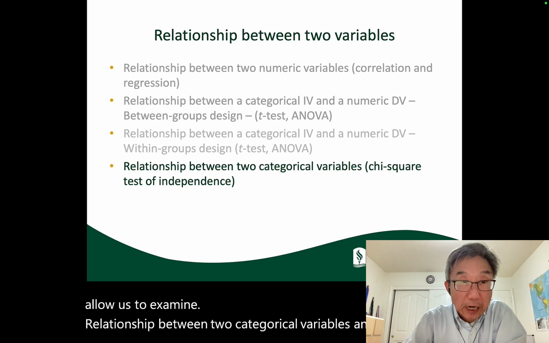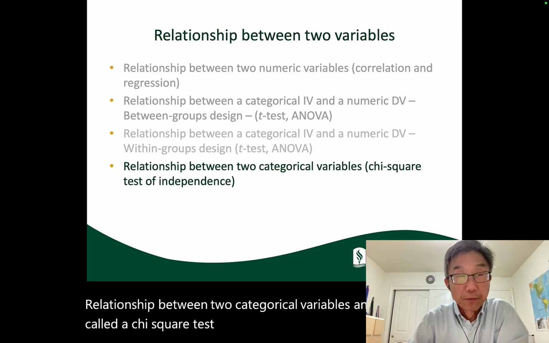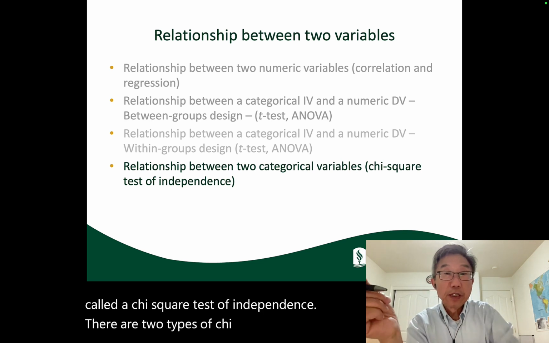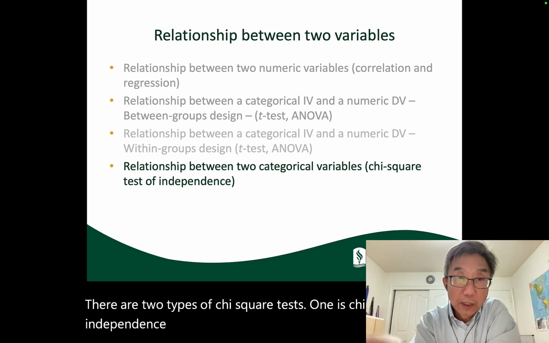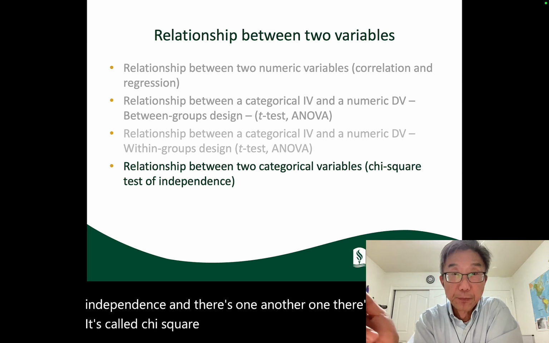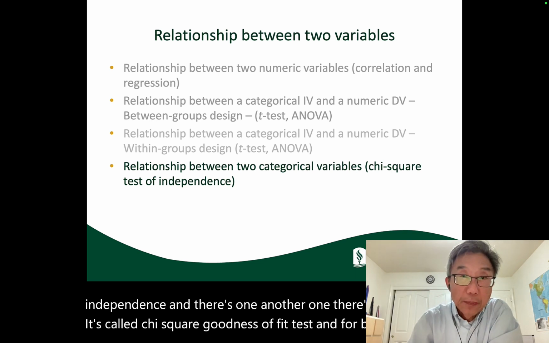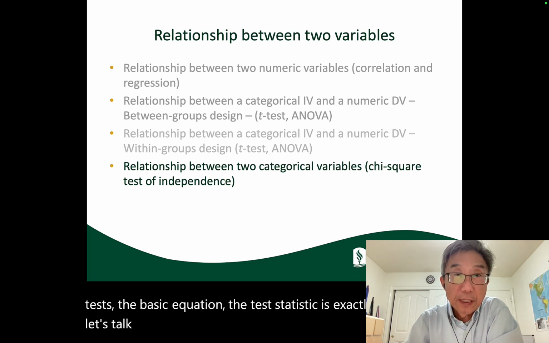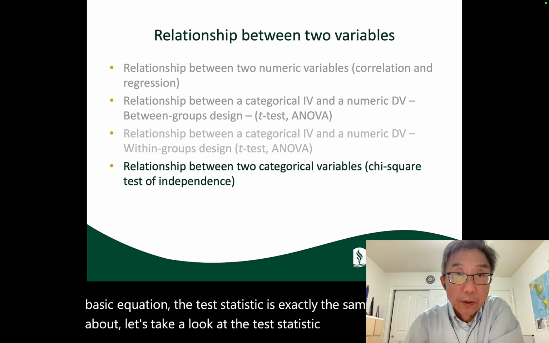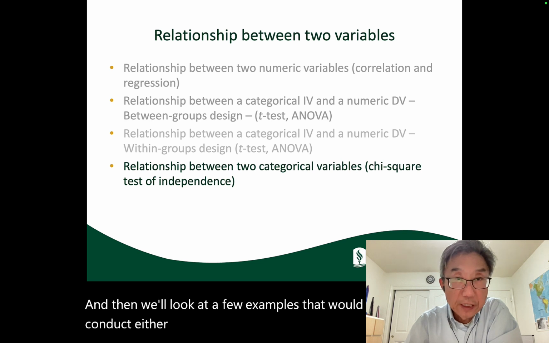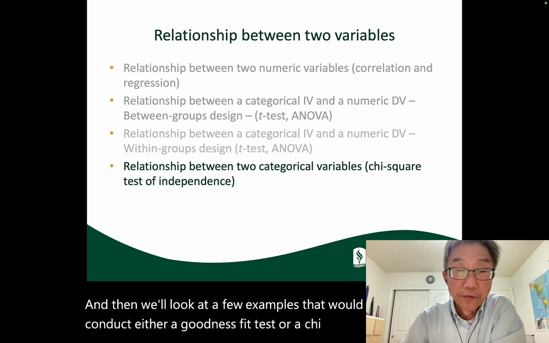That test is called the chi-square test of independence. Now, there are two types of chi-square tests. One is the chi-square test of independence, and there's another one that's actually simpler. It's called the chi-square goodness of fit test. For both tests, the basic equation, the test statistic, is exactly the same. So let's take a look at the test statistic first, and then we'll look at a few examples that would allow us to conduct either a goodness of fit test or a chi-square test of independence.